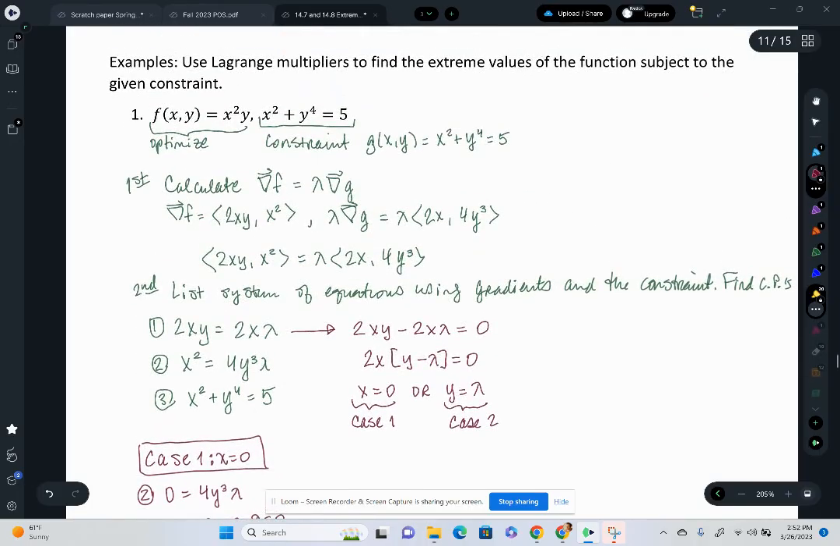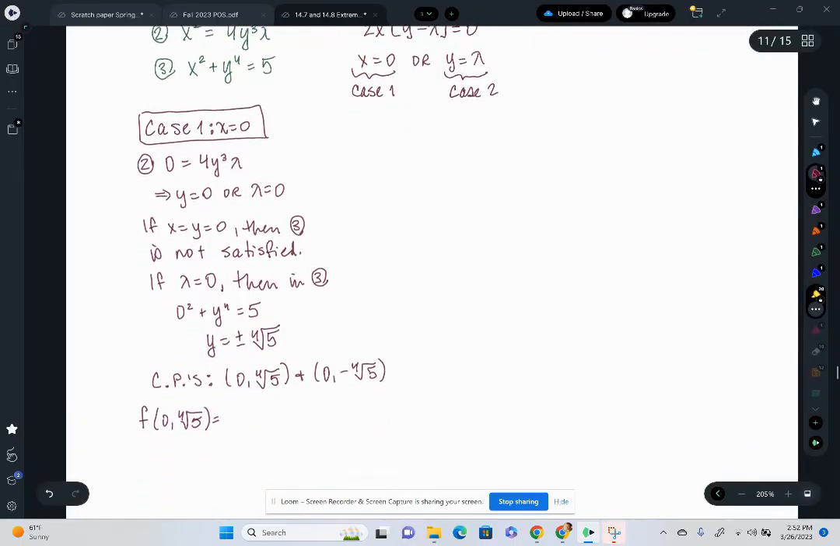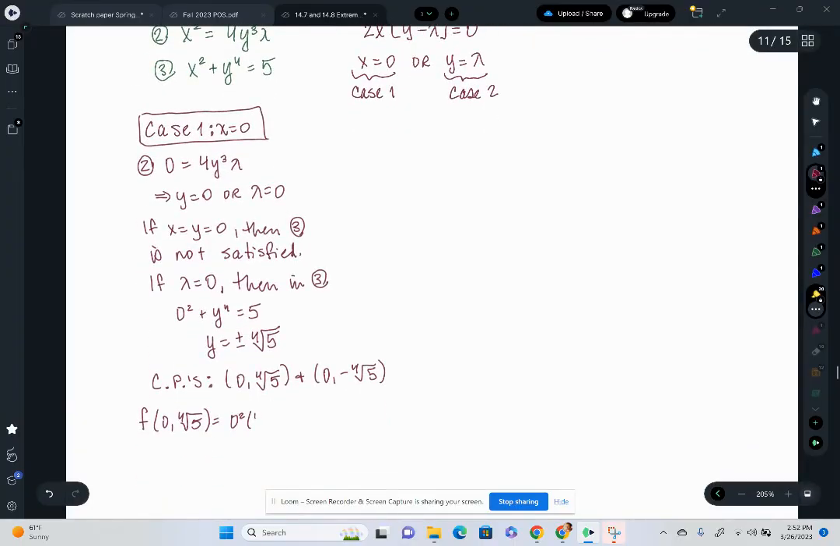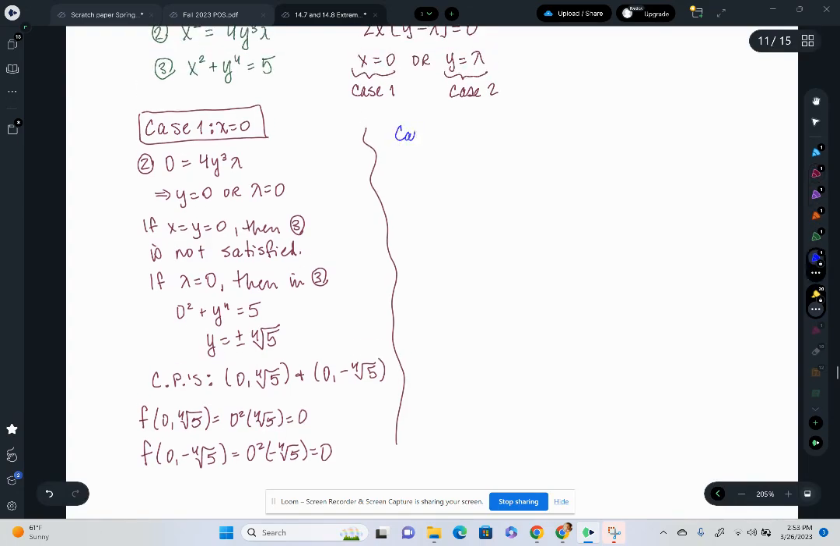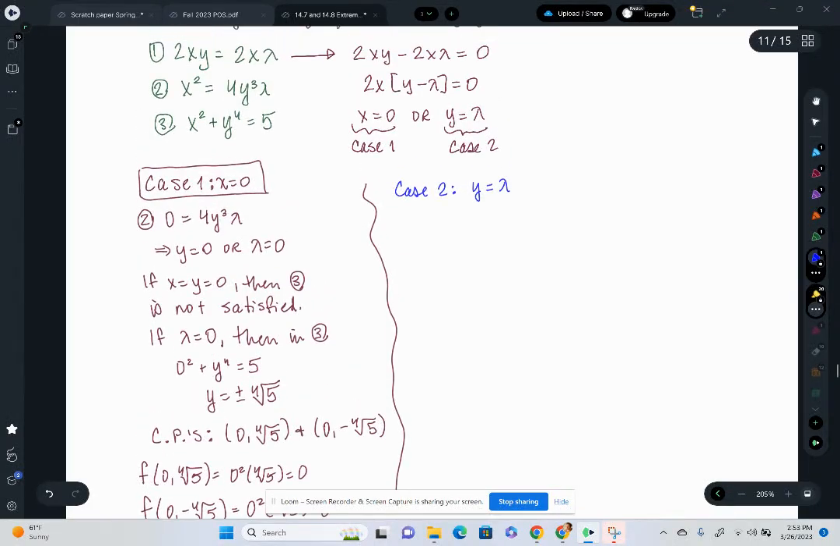Going back up, my function is x squared y. So it means I'm looking at 0 squared times the fourth root of 5, which is going to give me 0. And furthermore, f of 0 with negative fourth root of 5 is going to give us the same thing because we have that 0 squared in there. So when I multiply out, I get 0. That takes care of case 1. I'm done with that one. The next one is case 2, and that is where y is equal to lambda.